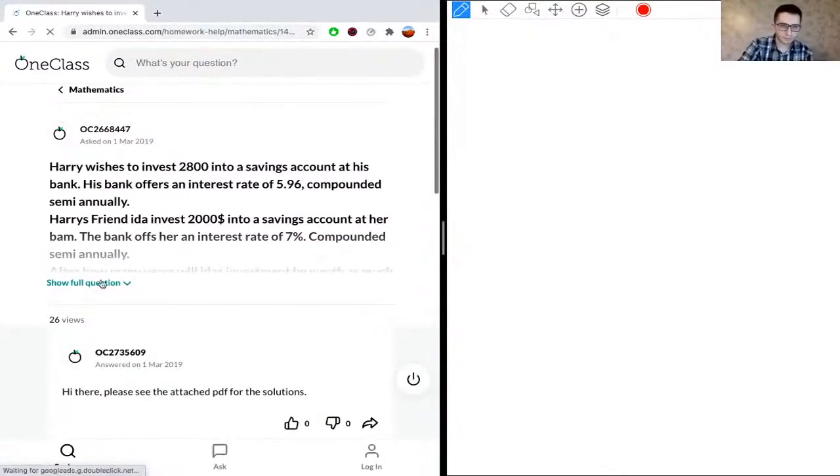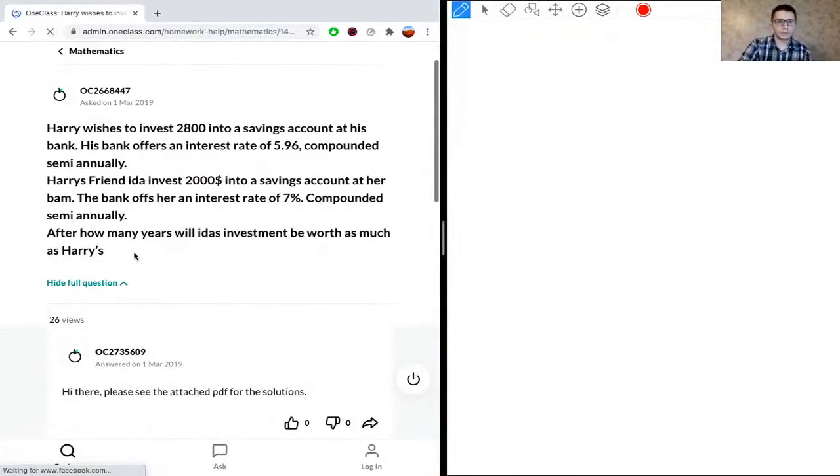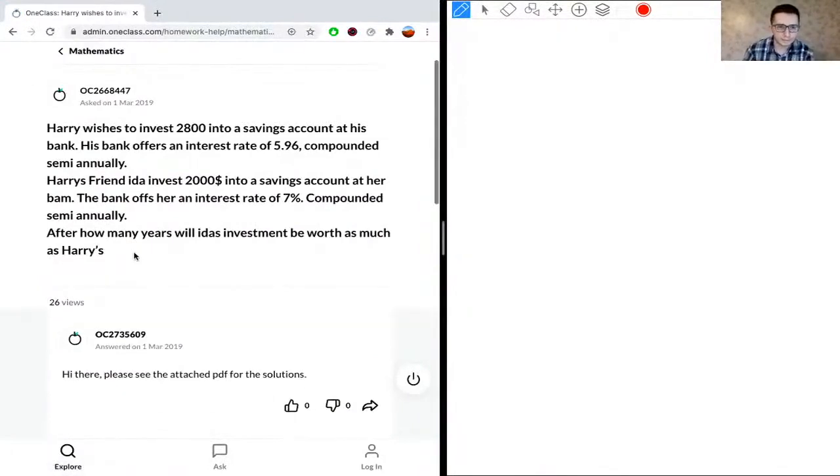Okay, so the next question we have here is an investing math question. Harry wishes to invest $2,800 into a savings account at his bank. His bank offers an interest rate of 5.96, compounded semi-annually. So I'll just write that down.